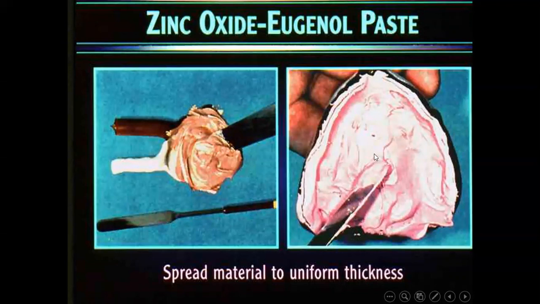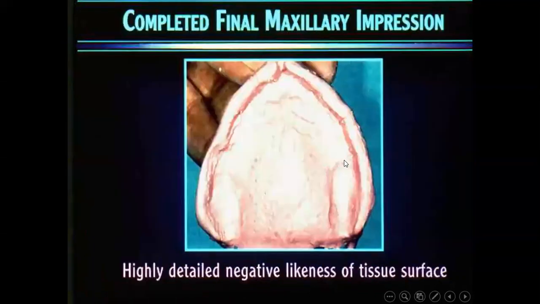This is zinc oxide impression material, zinc oxide eugenol material. We said it is the material used for taking the final impression for a complete denture. Here is the completed final maxillary impression, a highly detailed negative likeness of the tissue surface.